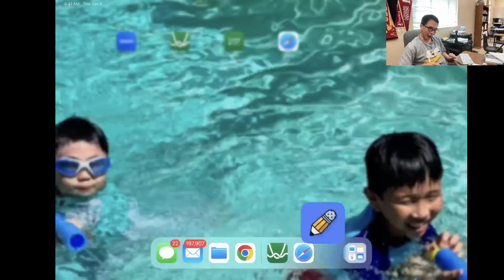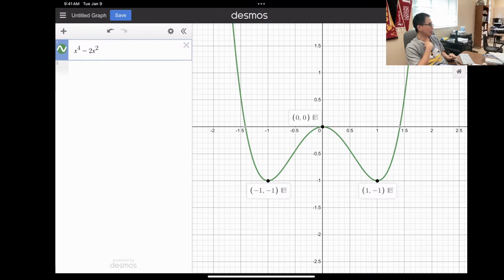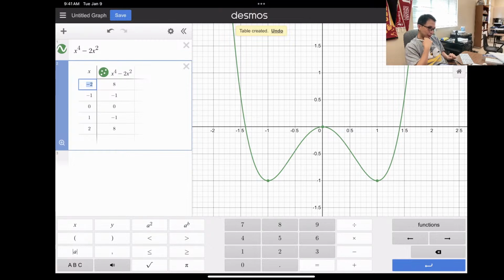Okay, let's look at the graph. You see this point, this point, this point. They are all equal to 0. f prime c is equal to 0. So that's how you check your answer. See if you got those points, it's equal to 0. By the way, this is how you build a table. It's really helpful because you see negative 2 is 8, positive 2 is 8.